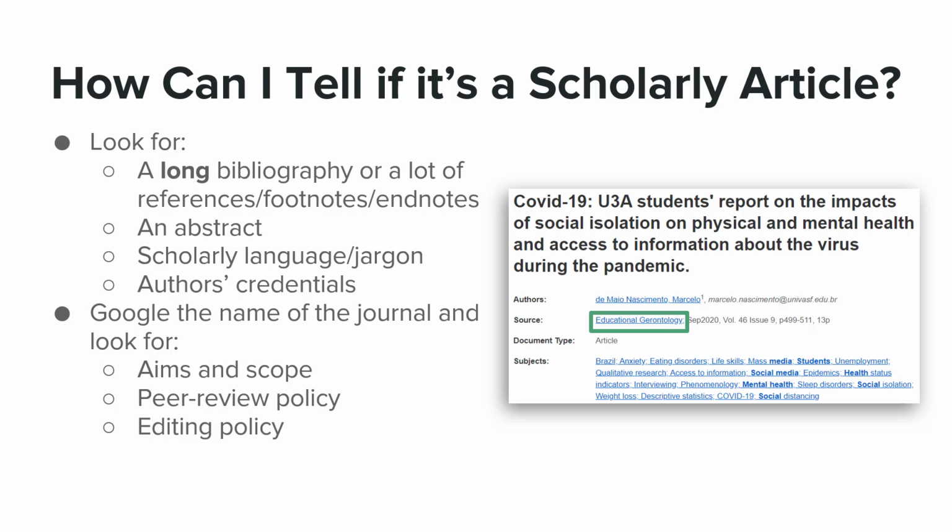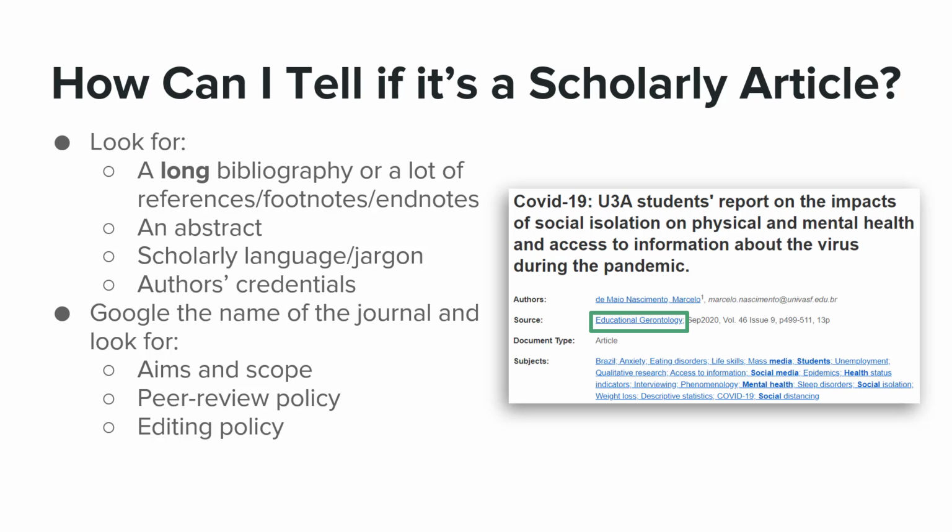If we find a scholarly article in the wild, some things that we want to look for are a long bibliography or a lot of references or footnotes or endnotes, so a lot of places where the author has cited a different source. We want to look for an abstract. An abstract can really tip us off that something is a scholarly article. And maybe even looking at the language that the authors are using, their jargon, whether they're using really academic language, that usually tips us off.